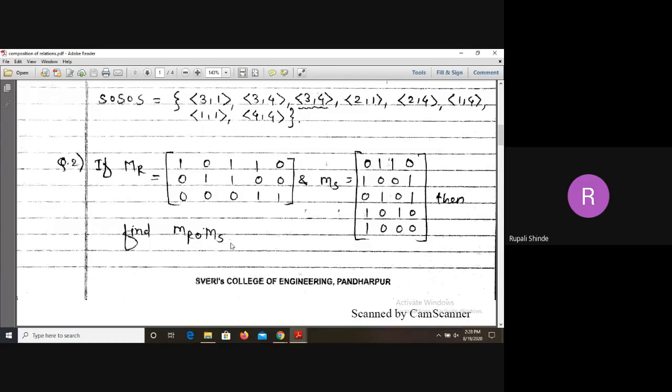Now M of R is 3 by 5 and M of S is 5 by 4. So your resultant matrix will be of 5 by 4. No. The first one is 3 by 5, the second one is 5 by 4, so your resultant matrix will be of 3 by 4. Okay. So find the matrix multiplication for these two matrices and tell me your final answer for this composition. Take 5 minutes and solve this question.